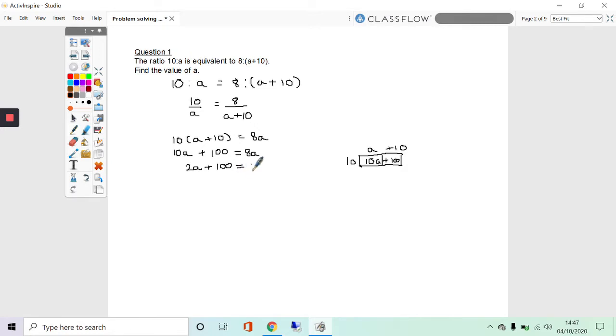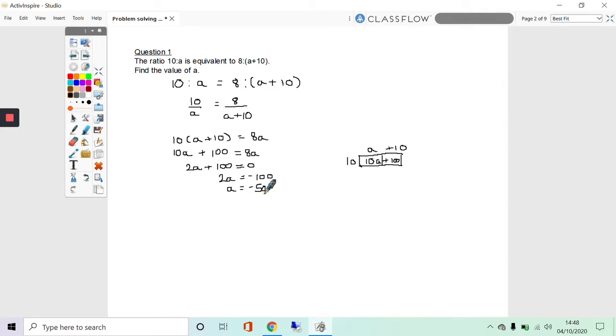And then I'm going to take my 100 over to the right, and it will become negative. So I will have 2A equals negative 100. And then I'm going to take my 2 across to the right and divide by 2. So that will give me A equals minus 50.